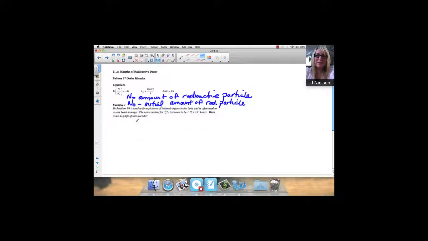So technetium-99 is used to form pictures of internal organs in the body and is often used to assess heart damage. The rate constant for technetium-43 is known to be 1.16 times 10 to the minus 1 per hour.